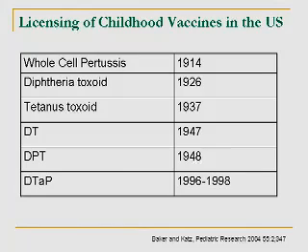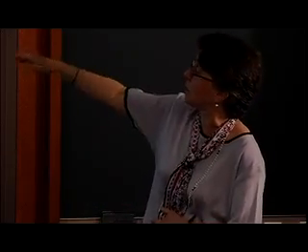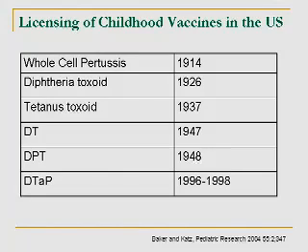So here's the good part of the talk. Back in 1914, Bordet used whole cell cultures of pertussis to do the first immunization. Then over the next number of years, diphtheria toxoid was developed, and then tetanus toxoid. Then in 1947, we started getting the DT, the diphtheria tetanus. In 1948, we started giving people the DPT. And then in 1996 to 98, we started giving the DTaP. I'll tell you about these in a minute. So diphtheria and tetanus is obvious.